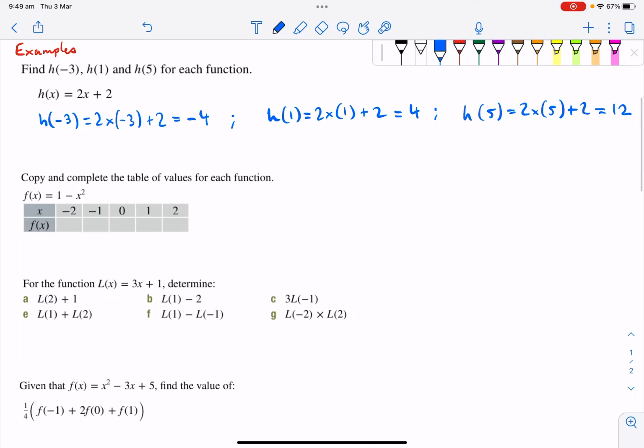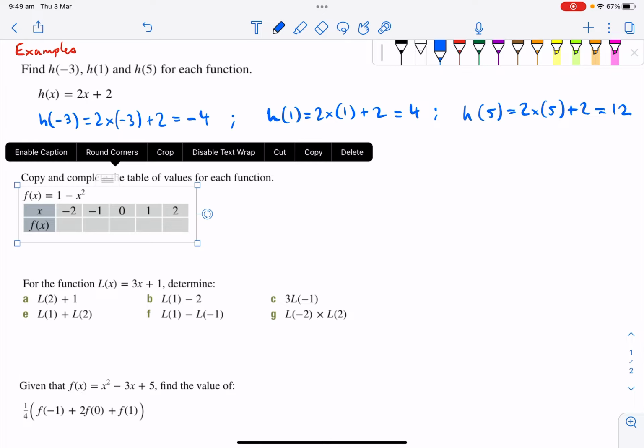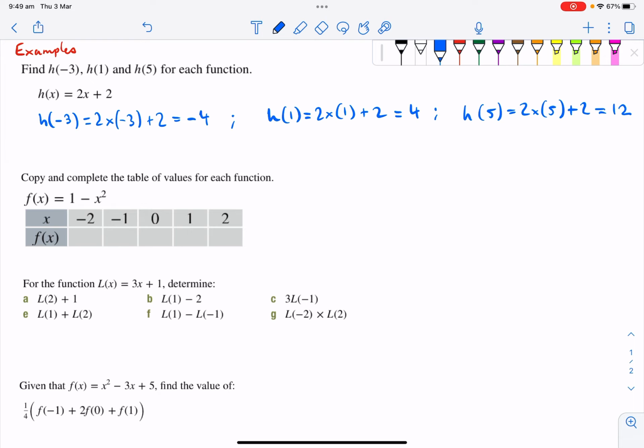So here we have: copy and complete the table of values for each function. It's basically like everything you've done in the past. I'll just make this table a little bit bigger. All we're doing is replacing. We have the equation f(x), and normally you would have a y here. That pretty much defines what I was explaining to you guys the other day. f(x) is basically y. But we use the function notation to identify that the input value and the output value will be singular. So just one value will come out.